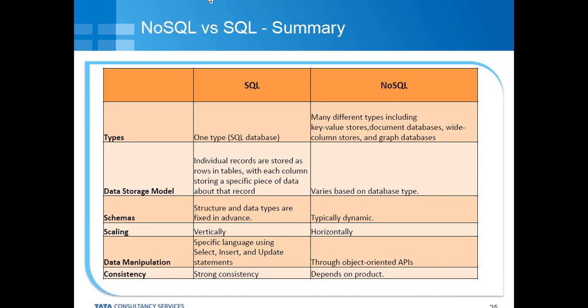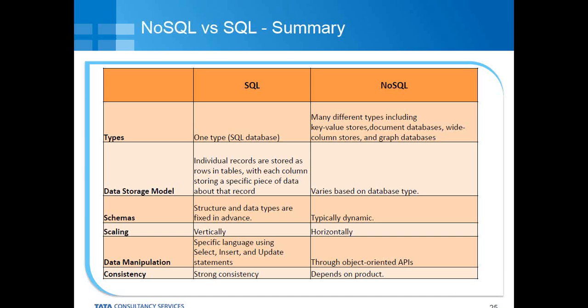So the next part is the comparison between NoSQL and SQL databases. Types: SQL has only one type, where we fetch data using CRUD operations. In the case of NoSQL, you have multiple types, like we discussed: key value pair, document database, column database, and graph database. Data storage model: in SQL, the data storage is always a tabular structure, where columns help in defining the categories, and the rows store each instance of the data.